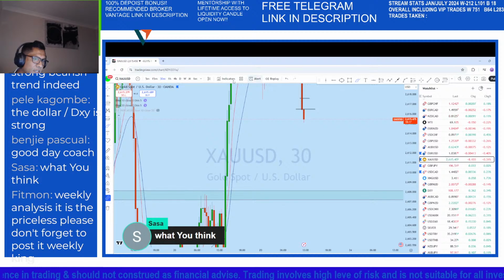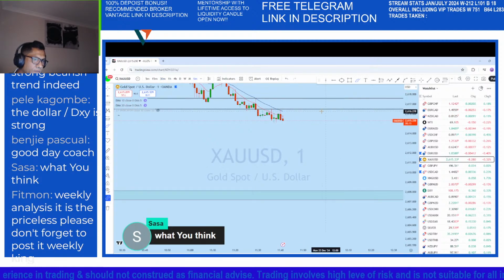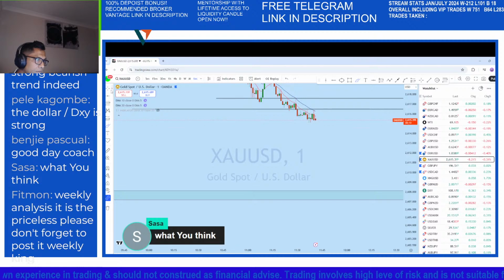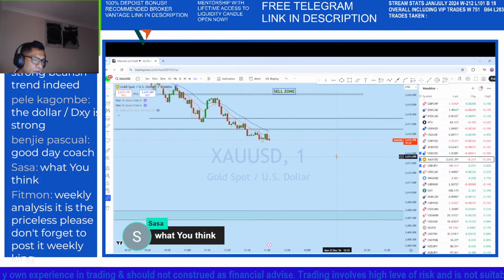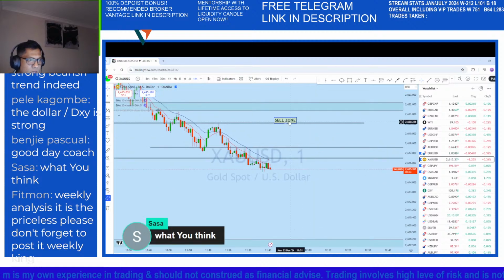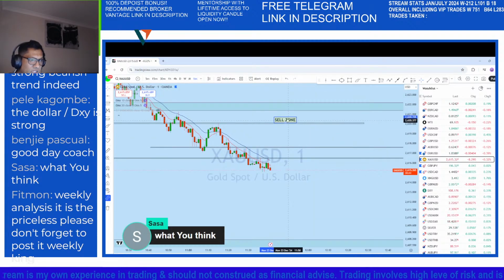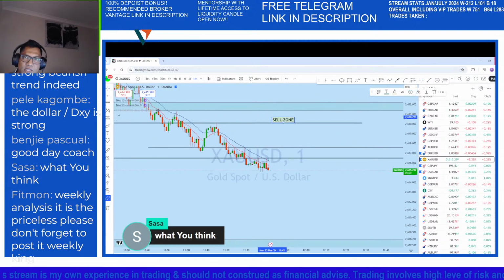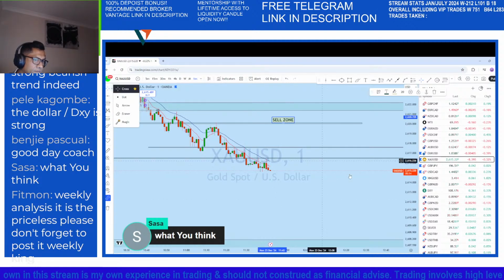If we see that clear break of structure here, we can look for sell stop in that area. Once we see that, I was waiting for the market to break this structure. We may see, may not see, but we will see how far it might be coming.